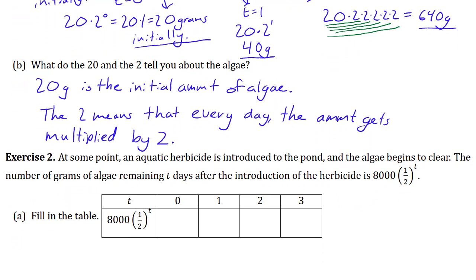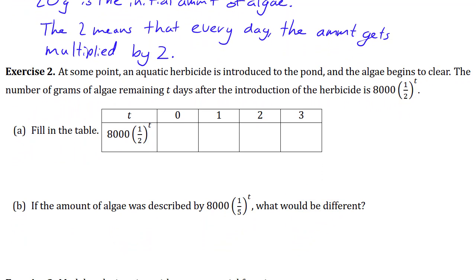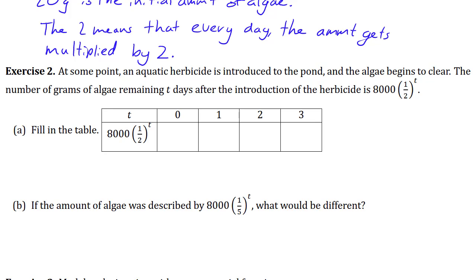Okay, now let's look at exercise 2. So we're given that at some point an aquatic herbicide, so like plant poison you put in water, is introduced into the pond to try to kill some algae, and the algae begins to clear. So the number of grams of algae remaining t days after the introduction of the herbicide is given by 8,000 times 1/2 to the power t. So if you fill in this table, you should be getting 8,000 here because it's times 1/2 to the power 0. That's the initial value.